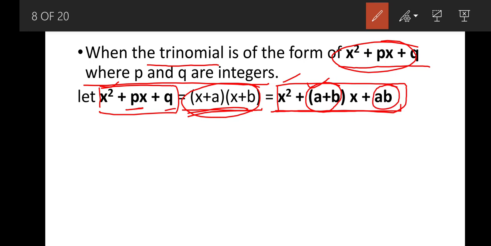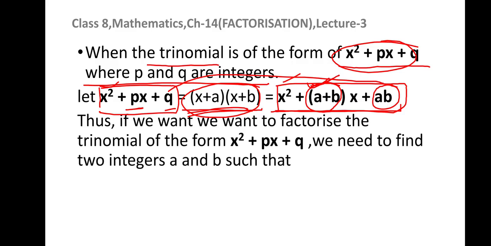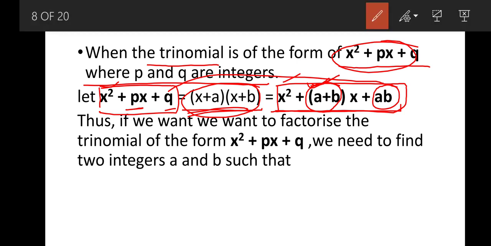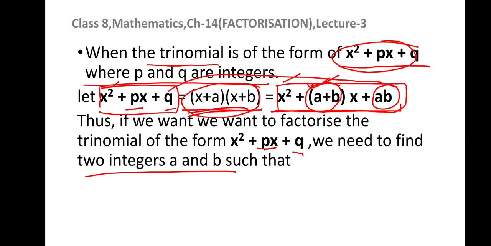So this p is to be written as two numbers in such a way that their sum is p, as I have written a plus b, and q should be equal to the product of those two numbers, as q is equal to ab. So let us understand this. Thus, if we want to factorize the trinomial of the form x square plus px plus q, we need to find two integers, because p has been written as the sum of a and b, and q has been written as the product ab. So two integers a and b are required, so that I can write p as a plus b and q as ab. This is basically the splitting of the middle term. It can also be called splitting of the middle term, because we have split the middle term, that is p, into the sum of two integers and q as the product of two integers. So a plus b is equal to p and ab is equal to q.